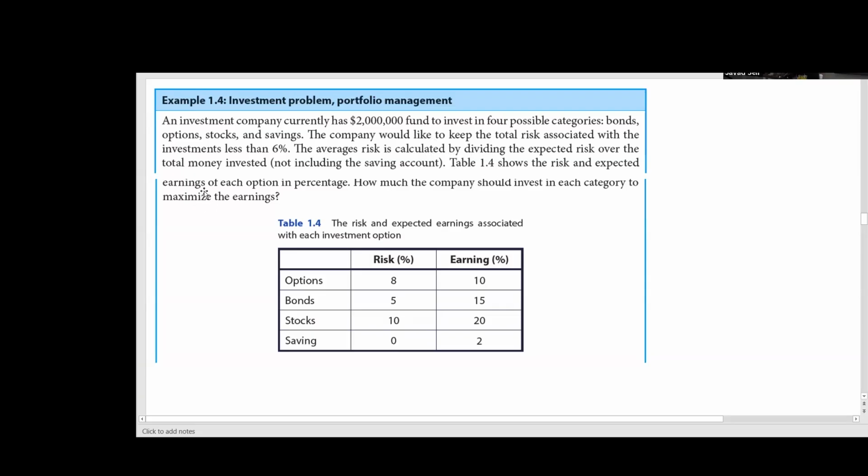This table shows you the expected earnings of each option in percentages. How much should the company invest in each category to maximize the earning? All I want you to do now is come up with decision variables, objective function, and constraints. The first step is always decision variables, and decision variables are what will contain the solution.